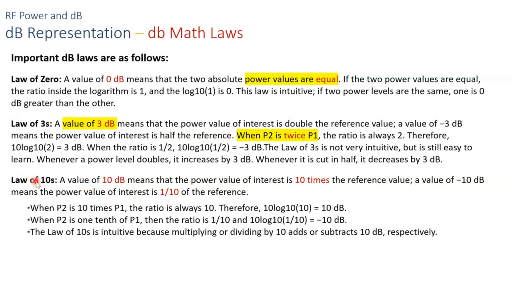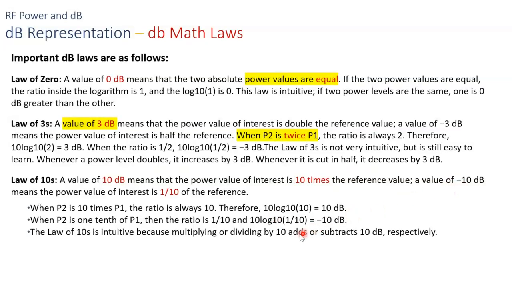The law of 10, what does it say? A value of 10 dB means that the power value of interest is 10 times the reference value, and P2 equals 10 times P1. What if the value is minus 10 dB? It means P2 is smaller than P1 by 10 times. P2 equals 1 over 10 P1, so P2 equals P1 divided by 10 if the value is minus 10 dB.